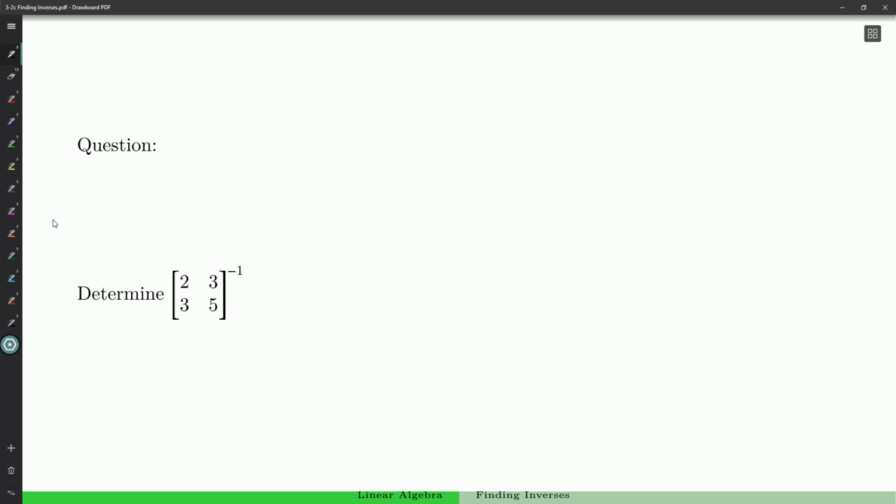Determine the inverse of [[2, 3], [3, 5]]. All right, so we learned how to find inverses in this lesson. The matrix [[2, 3], [3, 5]] goes on the left-hand side of our matrix, and the same size identity, which in this case is the 2 by 2 identity, goes on the right.